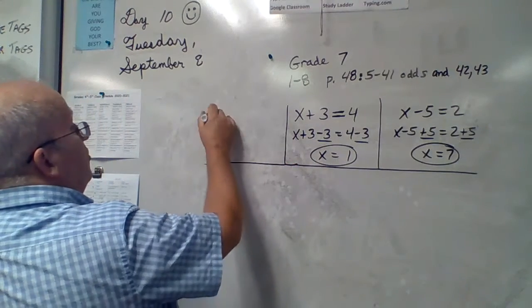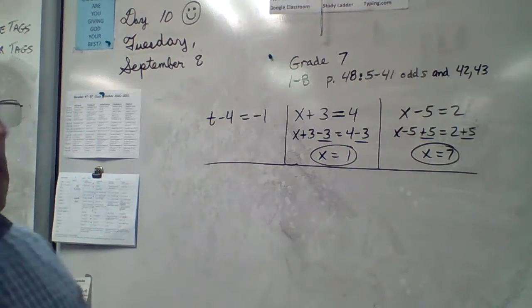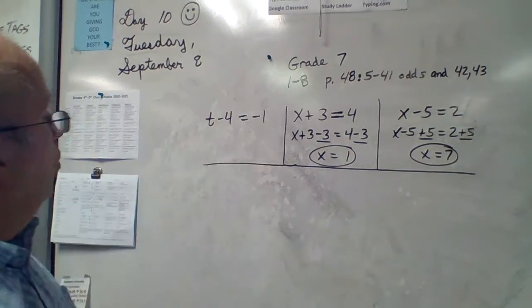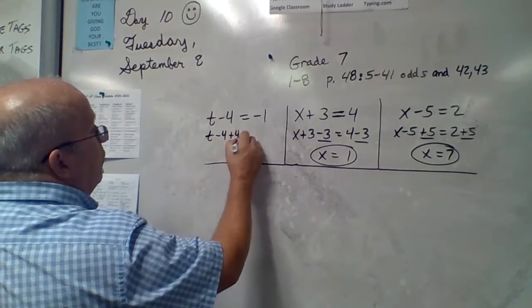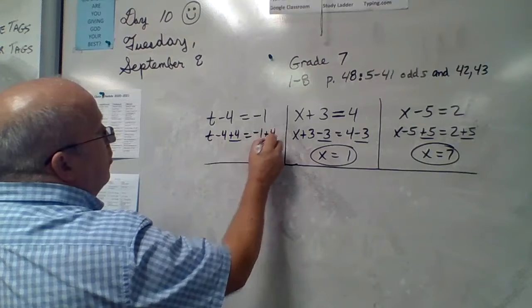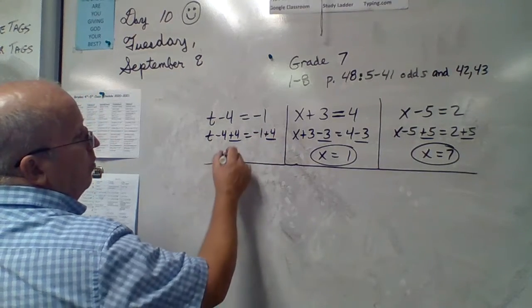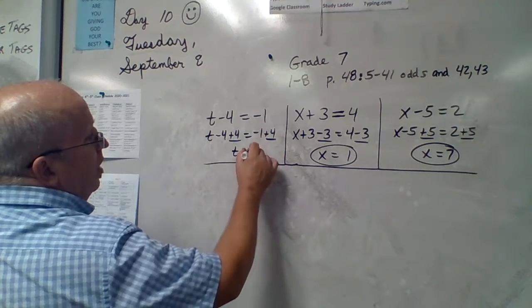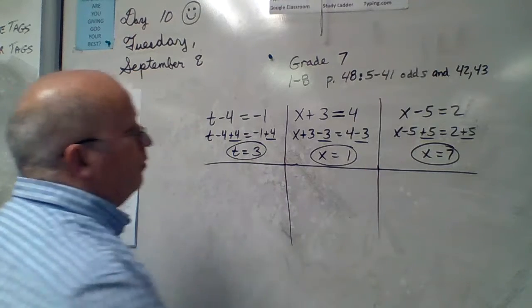Let's do another one right here. What if I have t minus 4 equals negative 1? t is attached to the 4 by subtraction. What's the opposite of subtracting 4? Adding 4. And I'm going to do it to both sides. And when I do that, I get t equaling a positive 3.